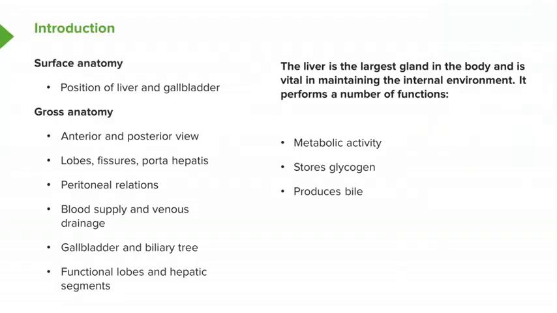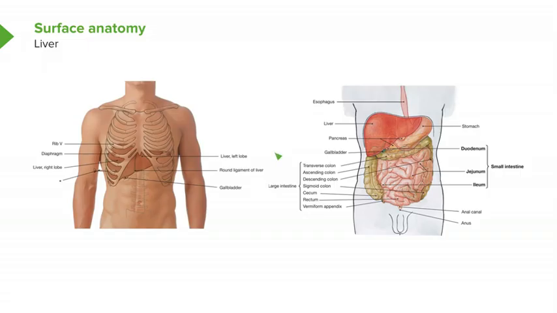Now, the liver is the largest gland in the body, and because of that, it is vitally important in maintaining the internal environment. It performs a whole number of functions, including various aspects of metabolic activity. Importantly, it stores glycogen. And for digestion, it produces bile, and we'll look at that in more detail when we look at the biliary tree and the gallbladder.